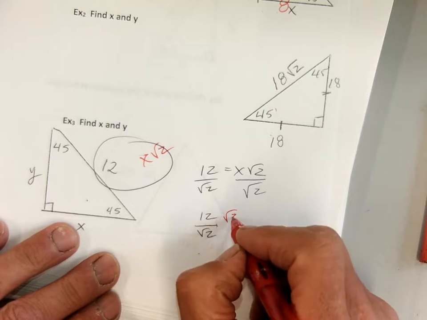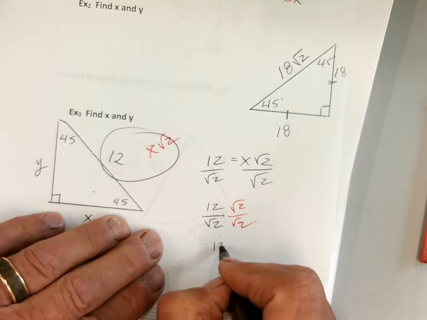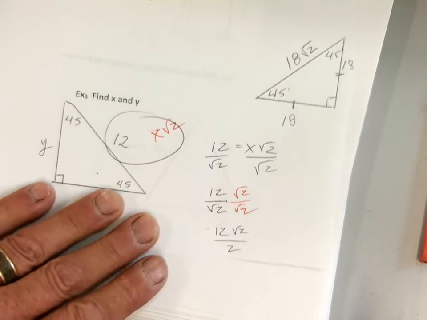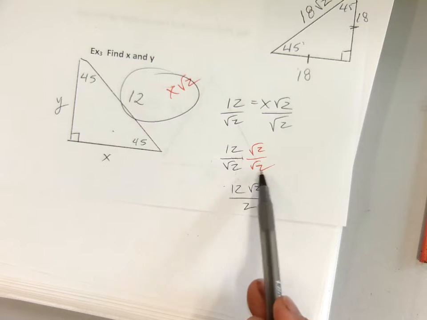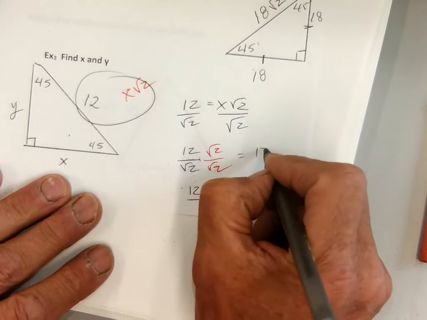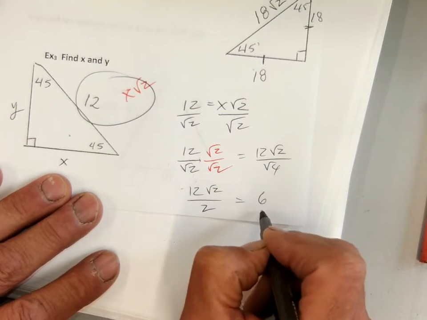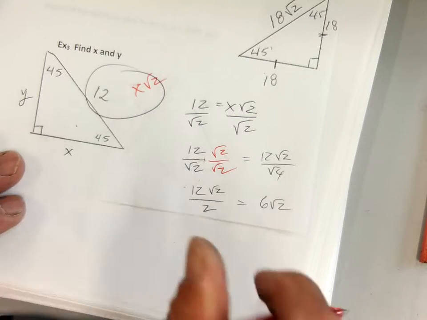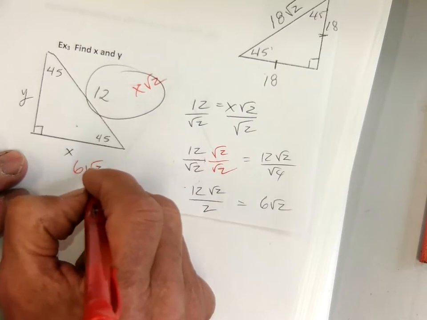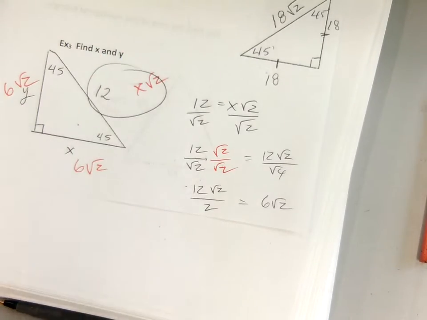So I'm going to multiply by the square root of 2 over square root of 2, and I wind up with 12 square root of 2 over 2. You know how I got the over 2? Square root of 4. So I'll put it over here. It's really 12 square root of 2 over the square root of 4, which is just 6 square roots of 2. So this side is 6 square roots of 2, and then the y, since it's half a square, is also 6 square roots of 2. That one's a little bit harder, but it still follows the same rule.